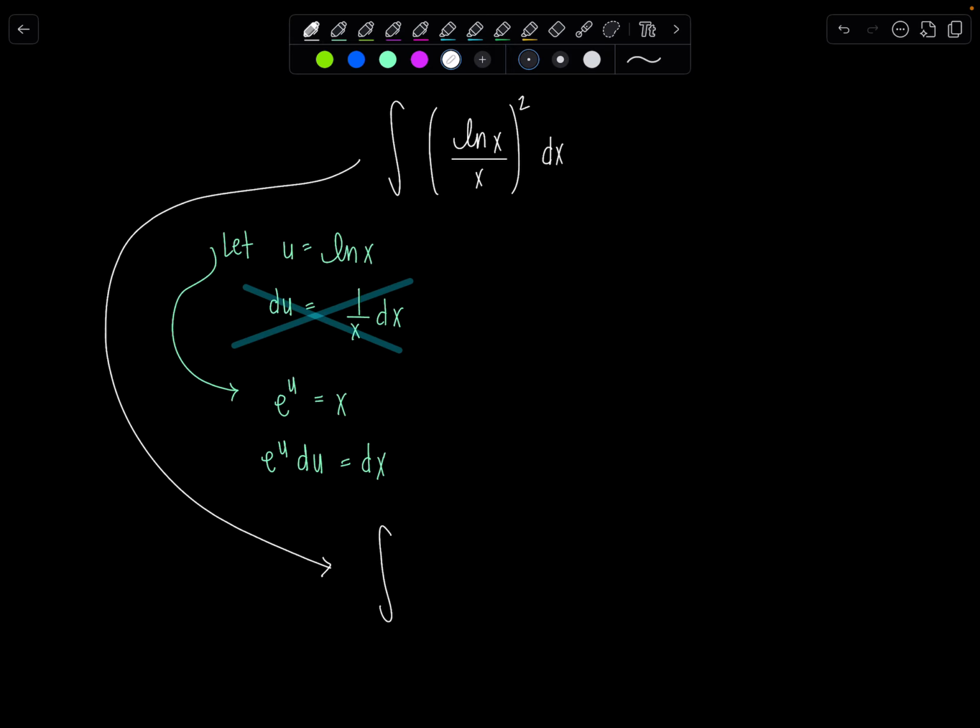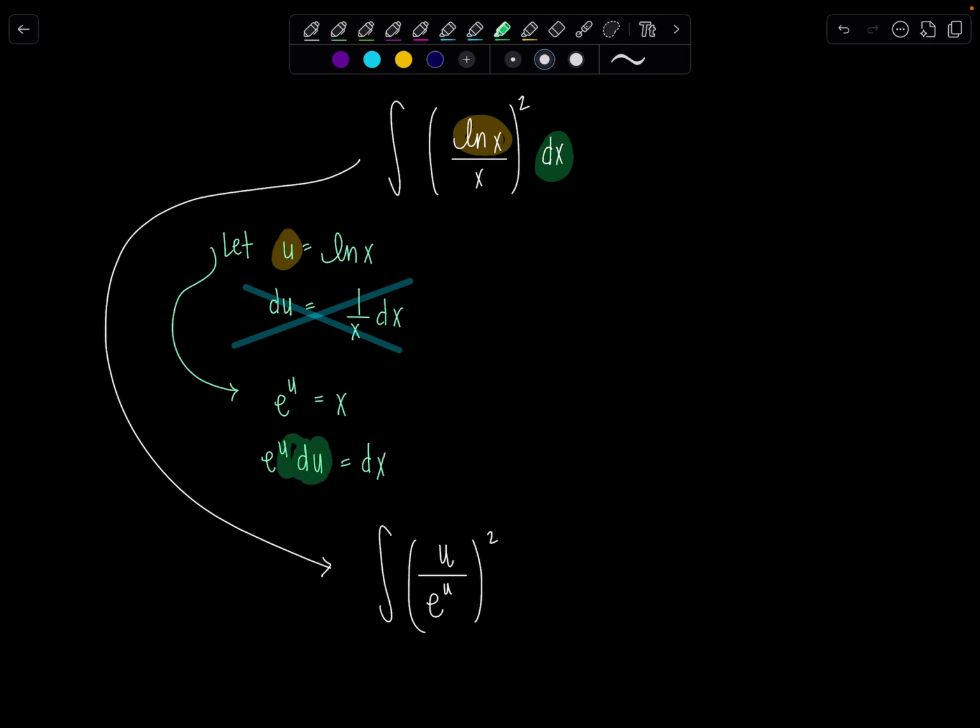So now we have the integral. Instead of natural log of x in the numerator, I'm going to have u. And then over, instead of x, I'm going to have e to the u, all of this squared. And then what's dx? dx is e to the u du.